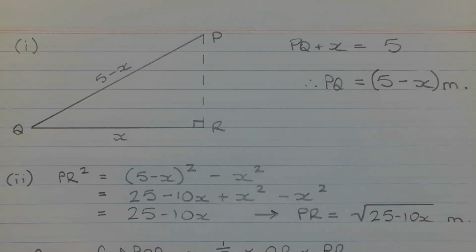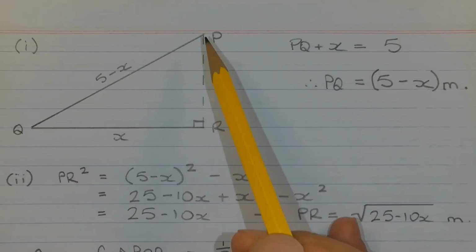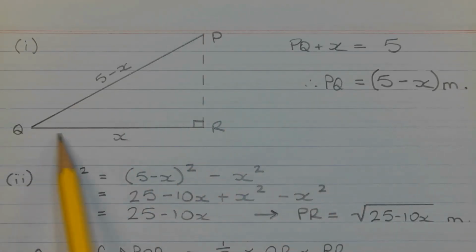Now from part 1, we found the length of the hypotenuse, which is 5 minus x meters. And because we have a right-angled triangle, we can find PR in terms of x using Pythagoras' theorem. So PR squared is equal to PQ squared minus QR squared. So PR squared is equal to (5 minus x) squared minus x squared.